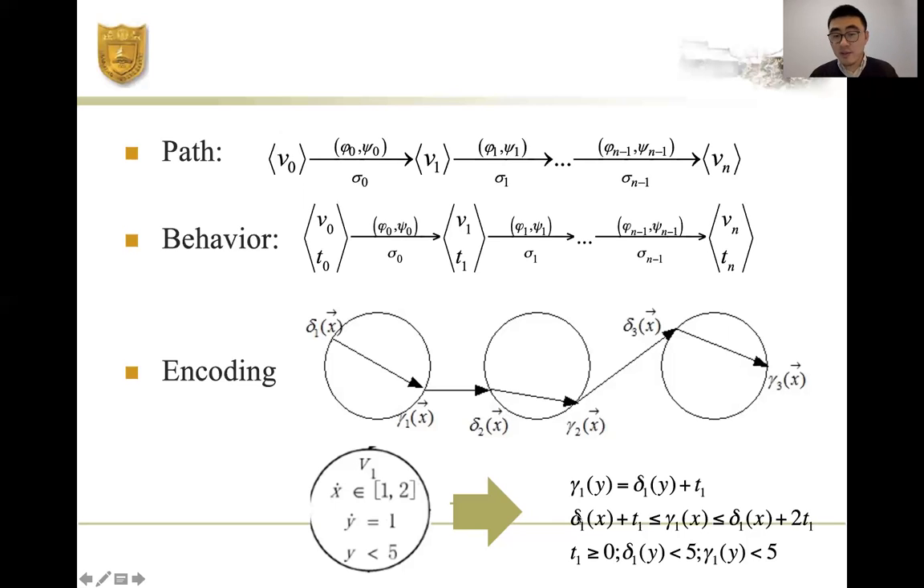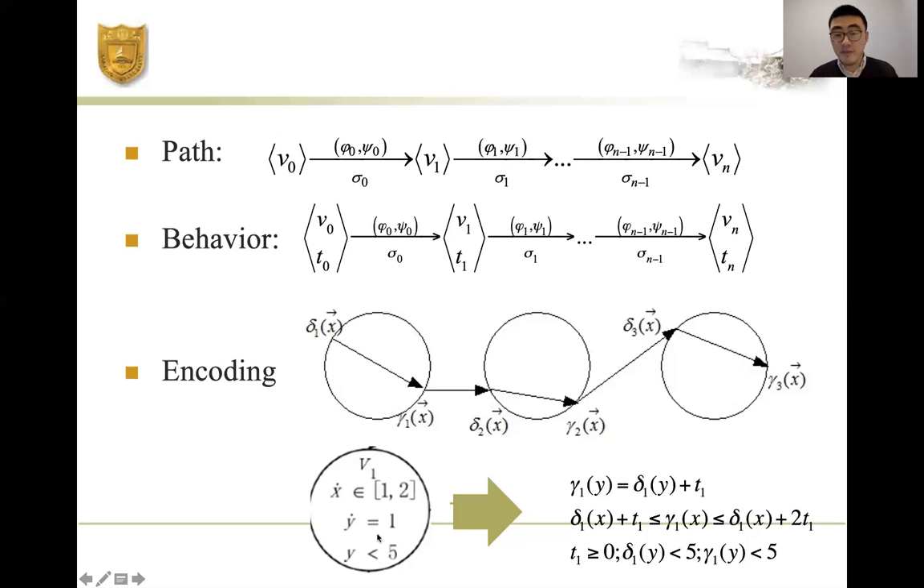And we have delta 1x plus t1 smaller than or equal to gamma 1x, and smaller than or equal to delta 1x plus 2t1, because we have such a flow condition, dx/dt in the range from 1 to 2. And we have t1 is non-negative because it's time you spend in this location. The time cannot be a negative one. You cannot say I stay there for like minus 3 seconds. That doesn't make sense, right?